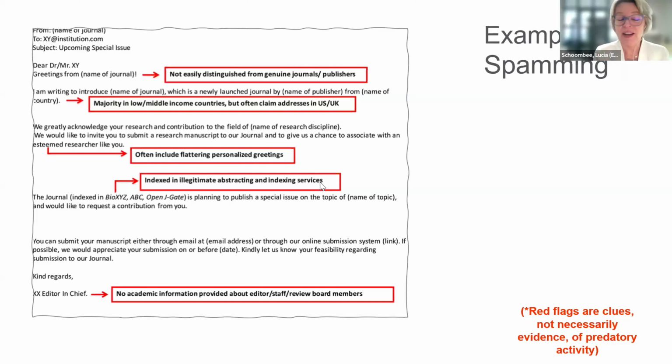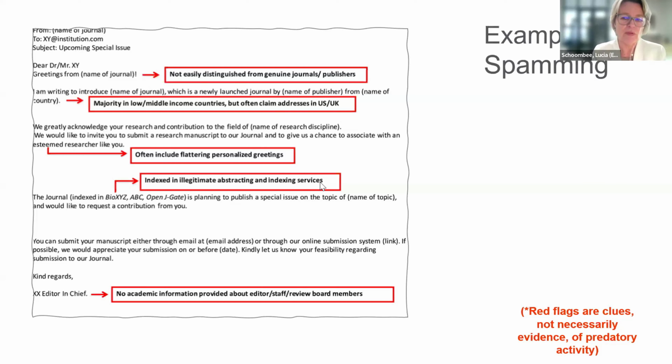You would find that there's flattering or personal greetings, but there's no link between the subject matter of the journal and the subject matter that you are working in, for example. There would also be mention of some indexes or abstracting services. If you look at these, because this is a real example, these are non-existent. These are fake names of abstracting and indexing services. And also often they would be vague in terms of where this email is coming from. So these are all red flags.